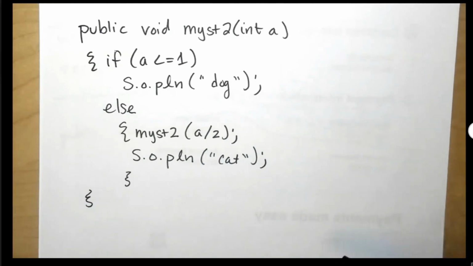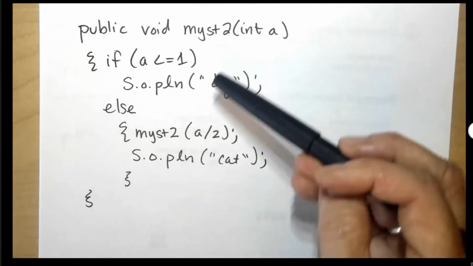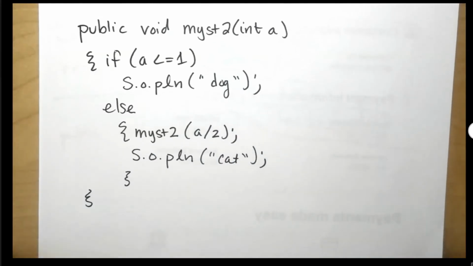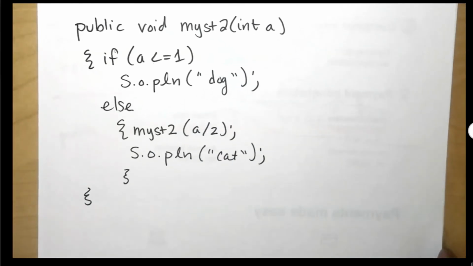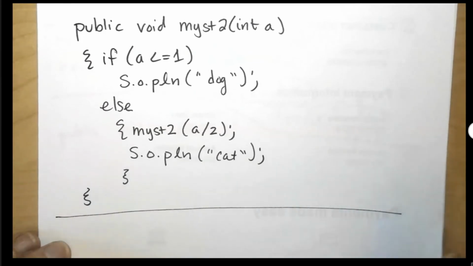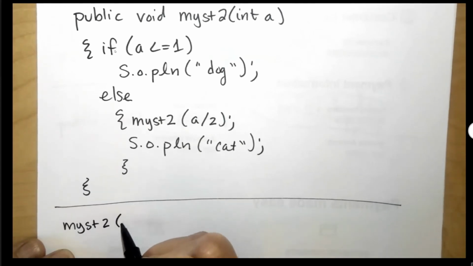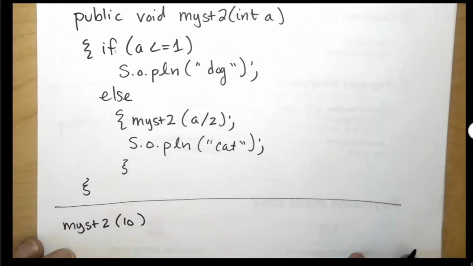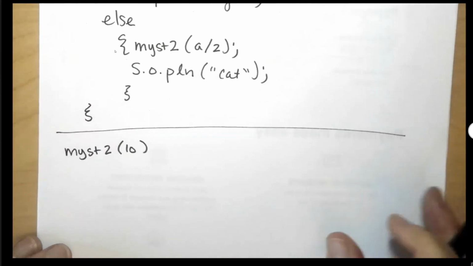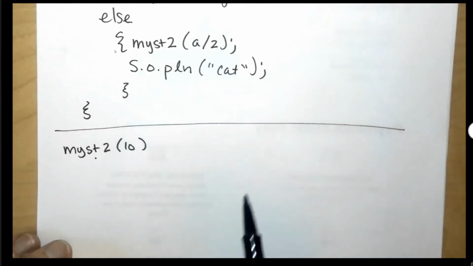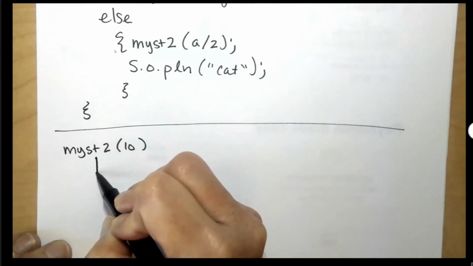So this has two things that happen. Sometimes it's hard for students to figure out what happens there. So let's say the question is, what happens if we do mystery 2 of 10? I tell my students, leave a lot of space below here. So what happens if we do mist2 of 10 is it's going to go in here.